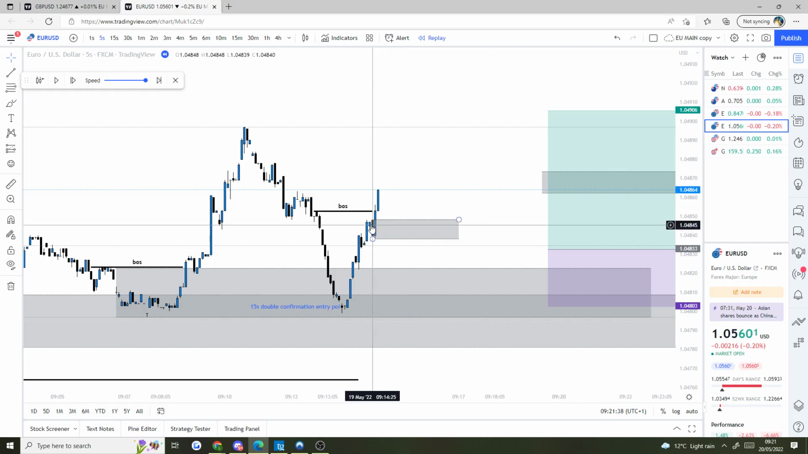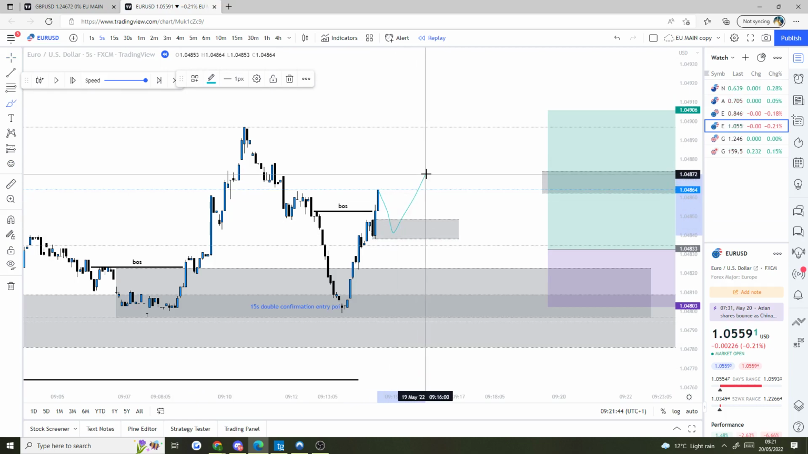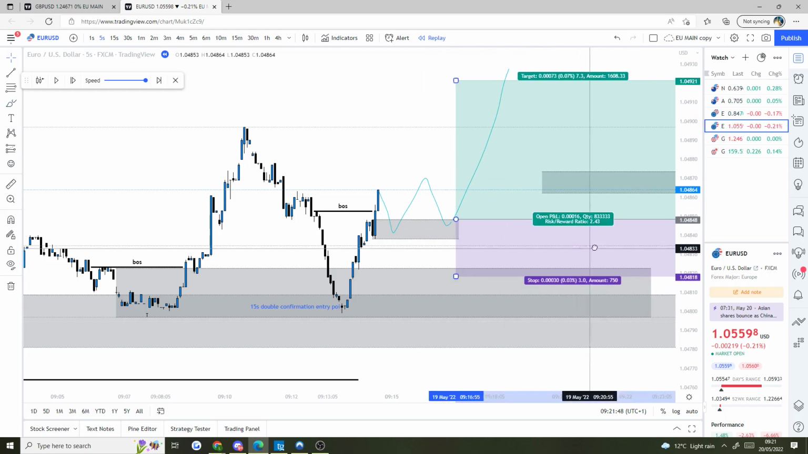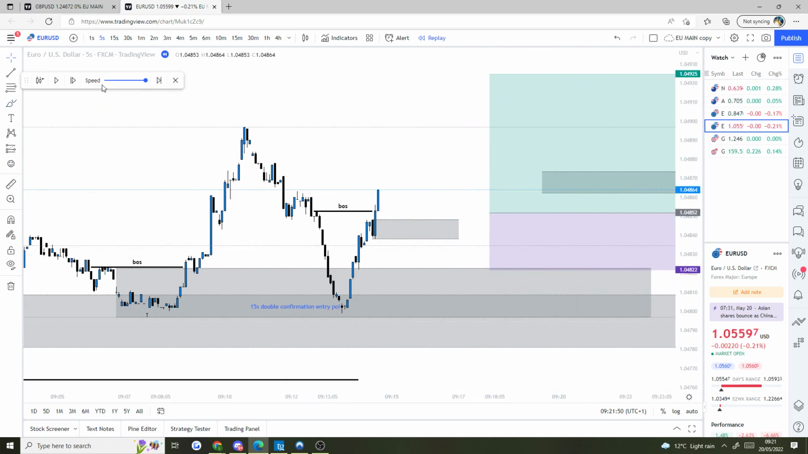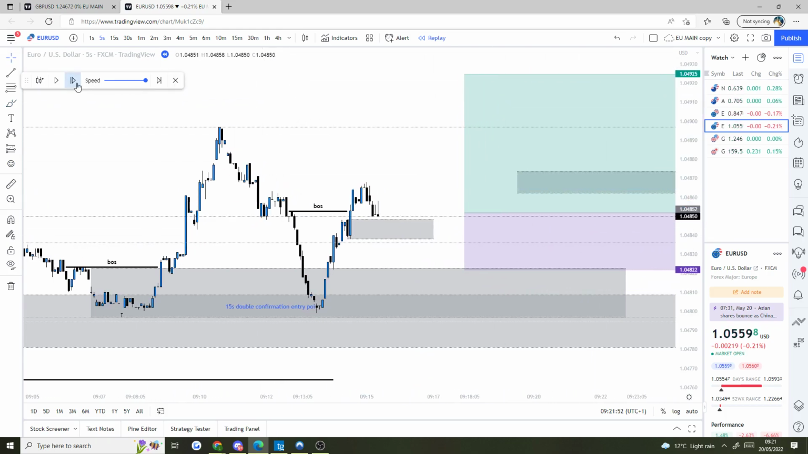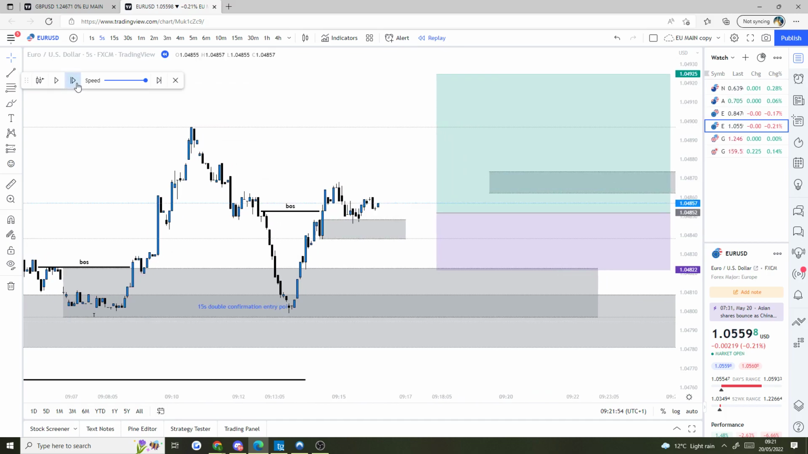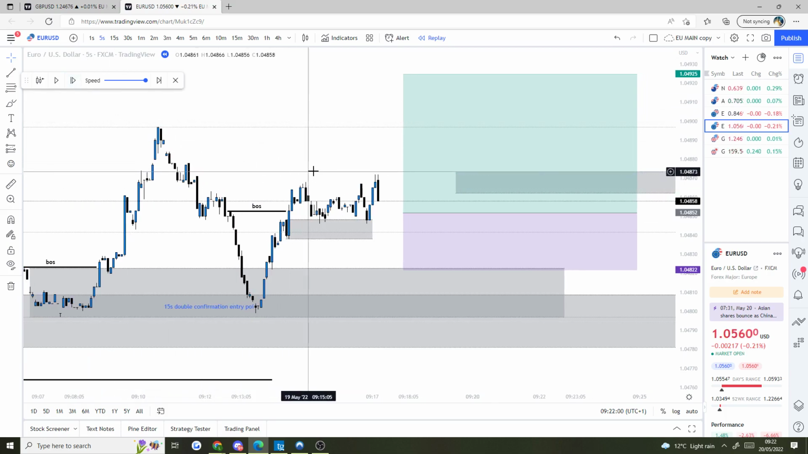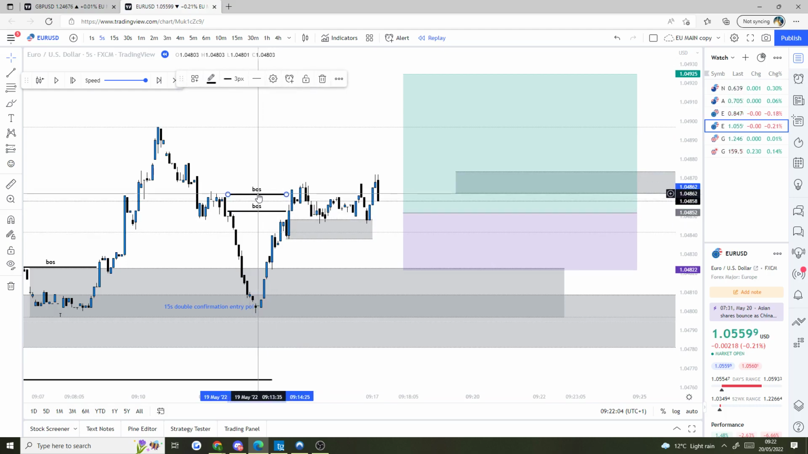Still, I wasn't super happy to just enter straight off there. So what I wanted to see was price would basically come back into here, come up, and then we'll get an entry like that. So let's see what happens here. So price taps back into it. Now, for me, I was happy when price tapped back into it.